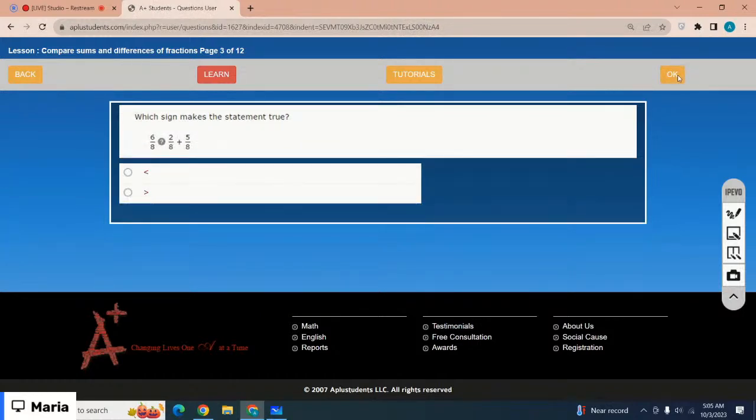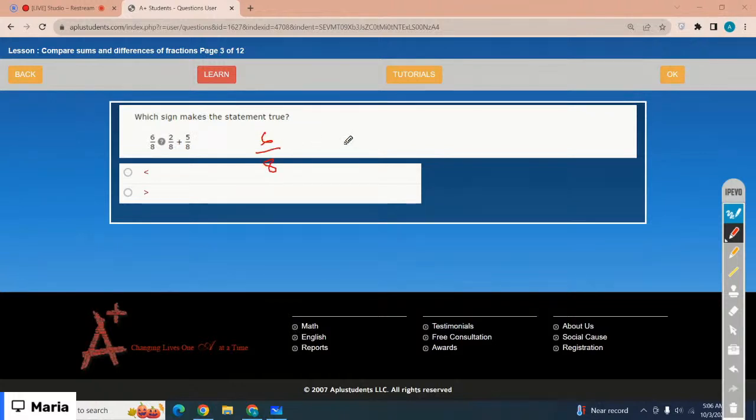Okay, the next one is 6 over 8. You have to compare it to 2 by 8 plus 5 by 8. So which is the correct option? They have like denominators. Simply add their numerators, right? 5 plus 2 is 7. So basically, you have to compare 6 by 8 and 7 by 8. So which is the correct option?